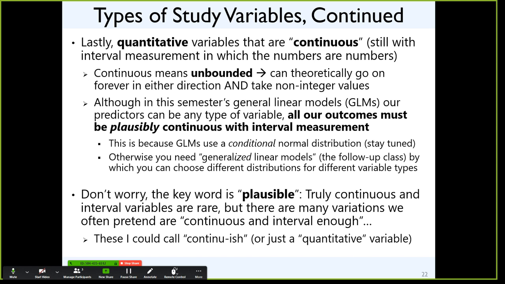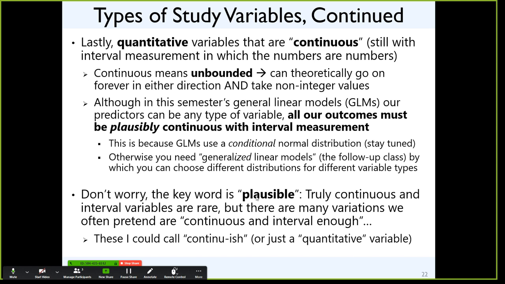The general linear models that are the focus this semester say that the outcome has to look like that after being predicted. Otherwise, you need a different type of model. And so the follow-up class to this one, the one that I'm actually teaching after this class and I plan to teach each spring, focuses on how to predict outcomes of all the other kinds I just mentioned. The ones that are not continuous and unbounded.